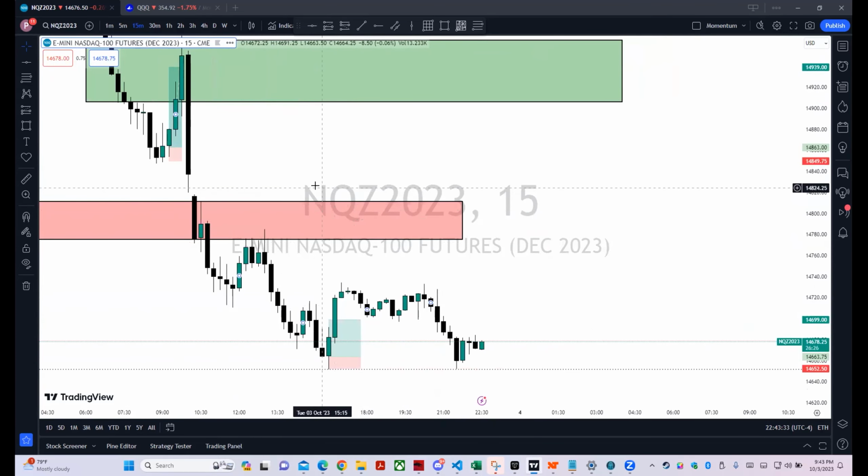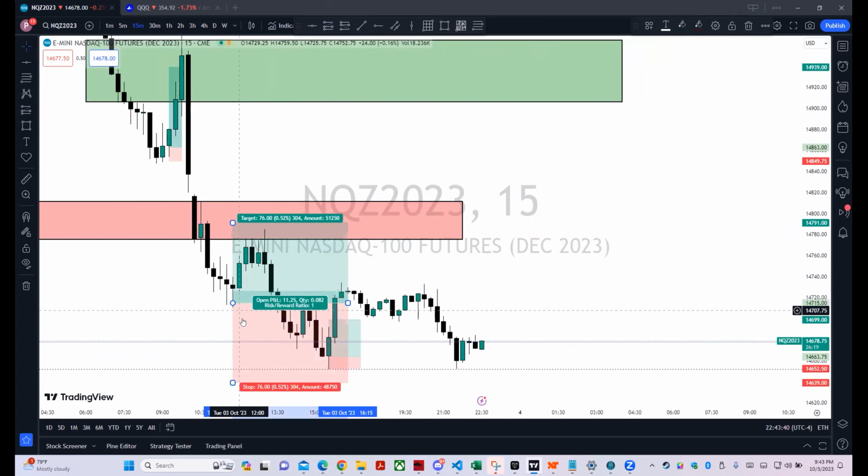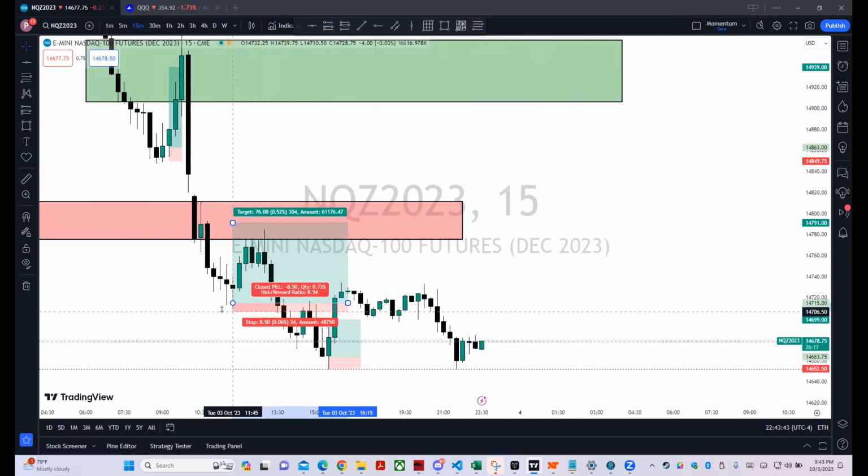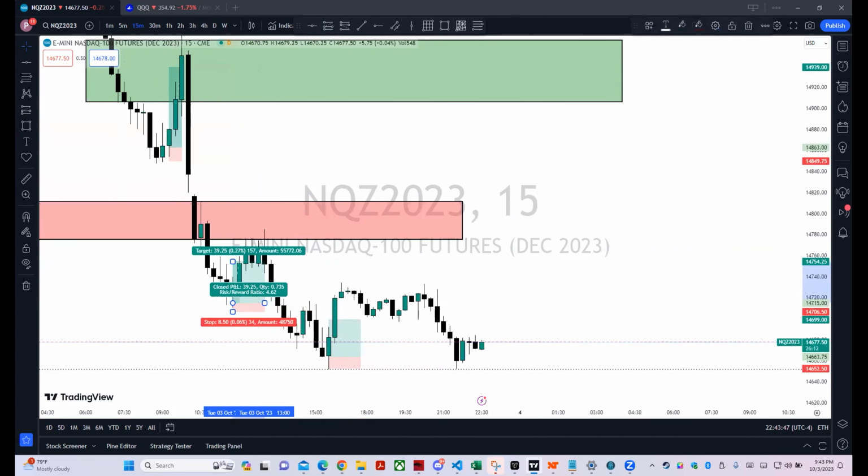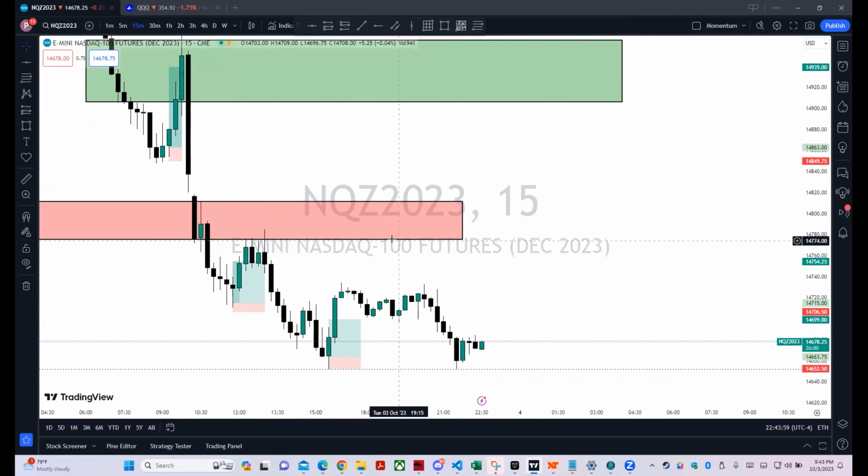So I did try that again here. And this time it did work. But here's the other part. It did not work here. I got in too late, came down, and got me. So that was a bad trade, but I'm glad I took it because I've been wanting to test this strategy out.